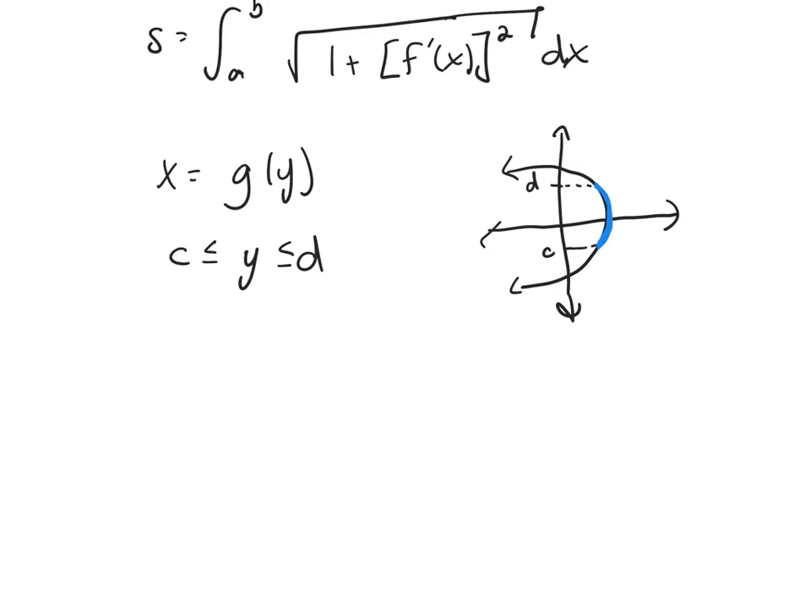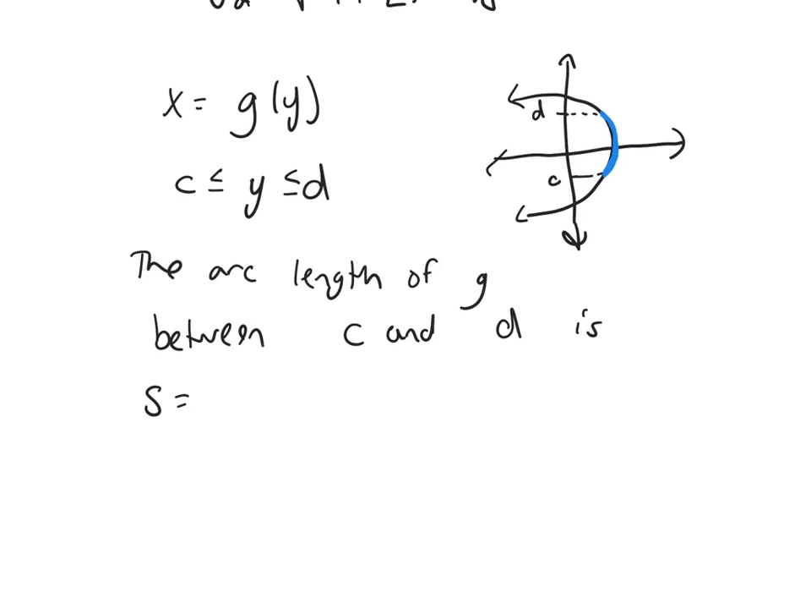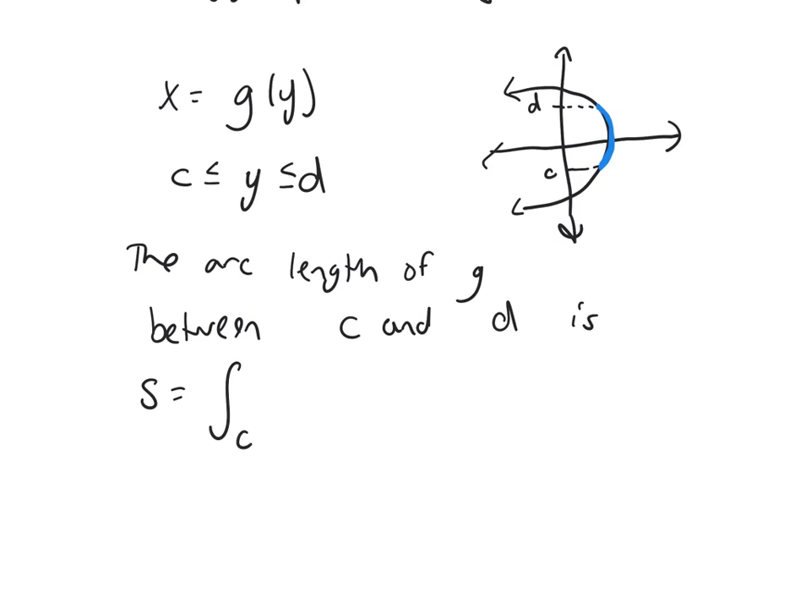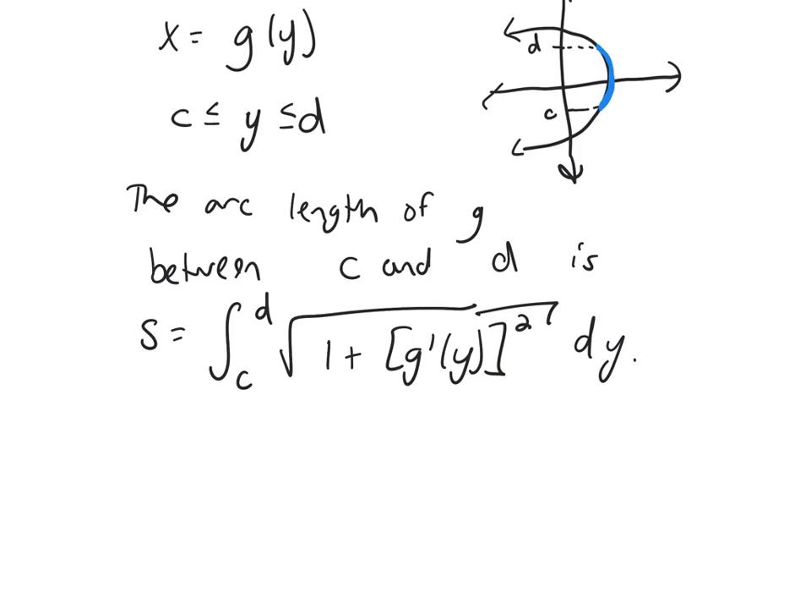So then the arc length of g between c and d is, again, I'm going to use s for arc length. It's the integral from c to d, the square root of 1 plus g prime of y squared dy. So it's a very similar formula, but now your integral is in terms of y instead of x.